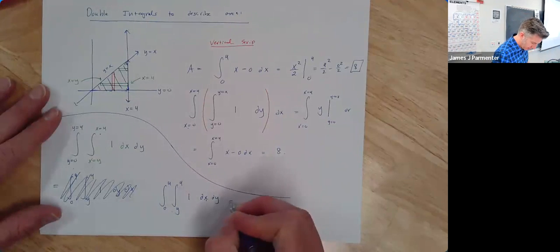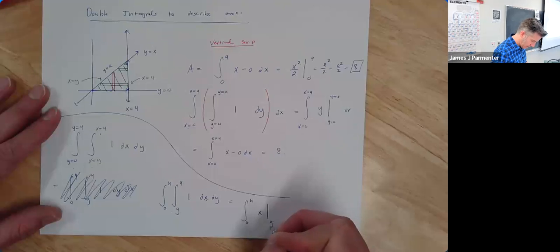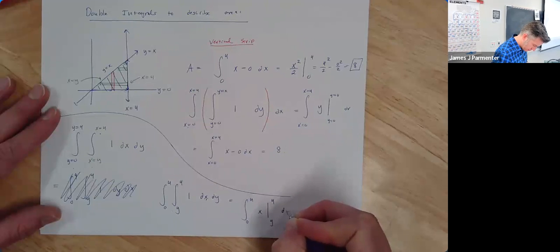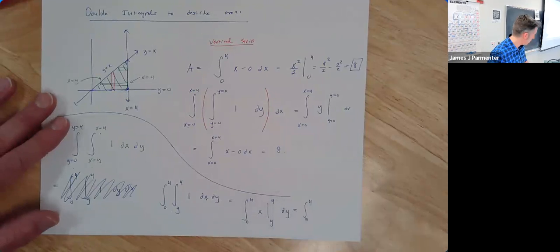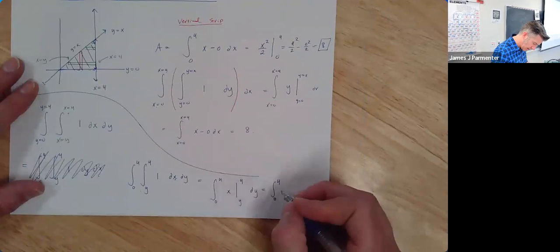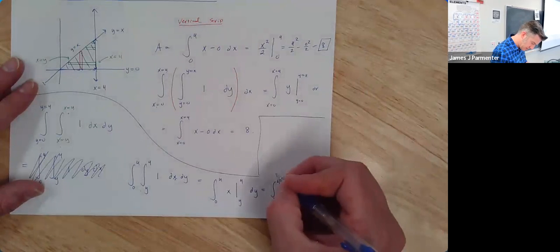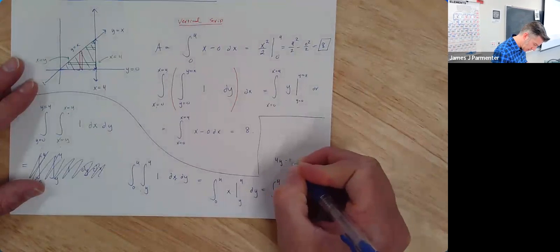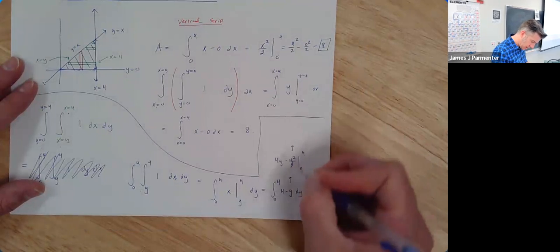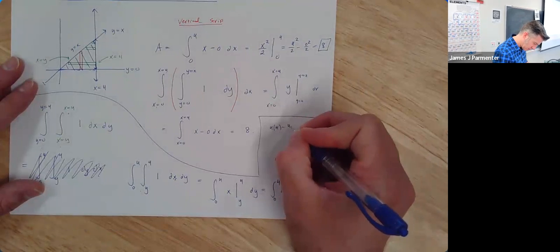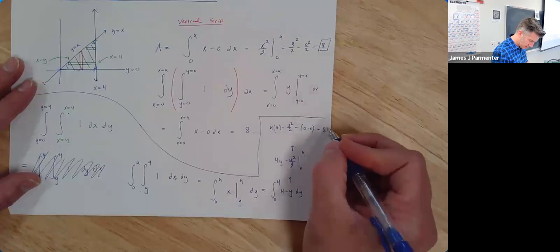Let me calculate it real quick. If we integrate this, the integral of 1 is x from x equals y to x equals 4. Then we plug in: the integral from 0 to 4 of 4 minus y dy. Then we integrate that and get 4y minus y squared over 2 from 0 to 4. Plugging in, we get 4 times 4 minus 4 squared over 2, minus 0 minus 0. And 16 minus 8 is 8, just like before.